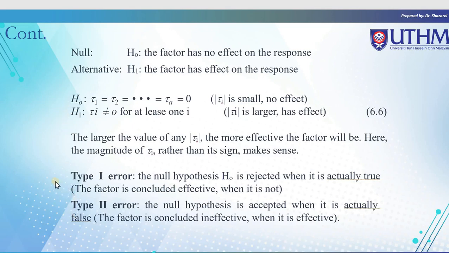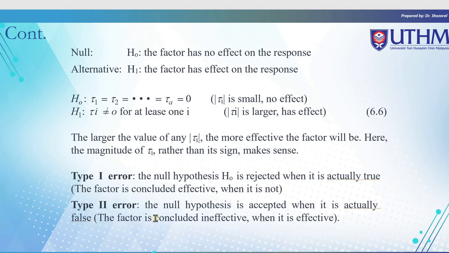So as usual in hypothesis testing, we might make the wrong decision, so we have two types of error. The first one is that the null hypothesis is rejected when it is actually true. This is the same principle we learned in the previous chapter. It means the statement or the claim is true, the null hypothesis here is actually true, but we reject it. So that means we make the first type error.